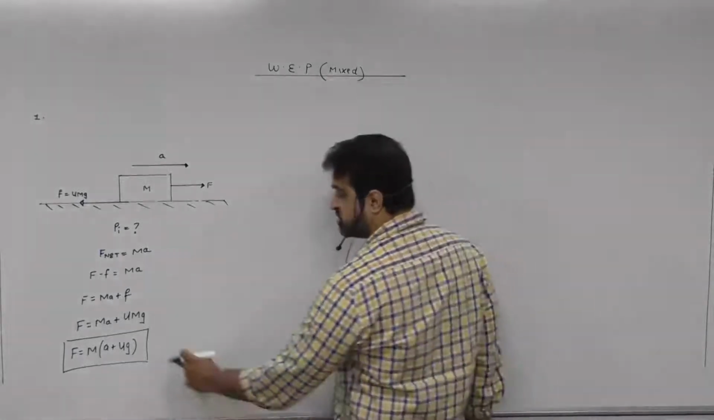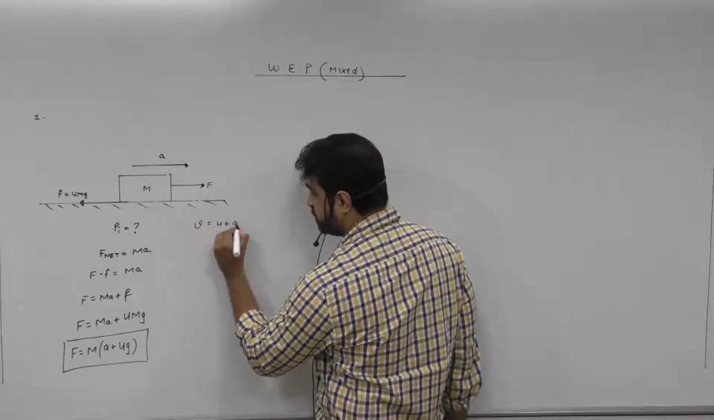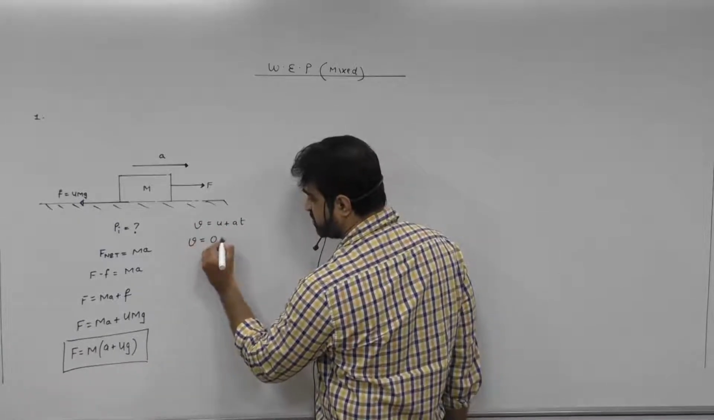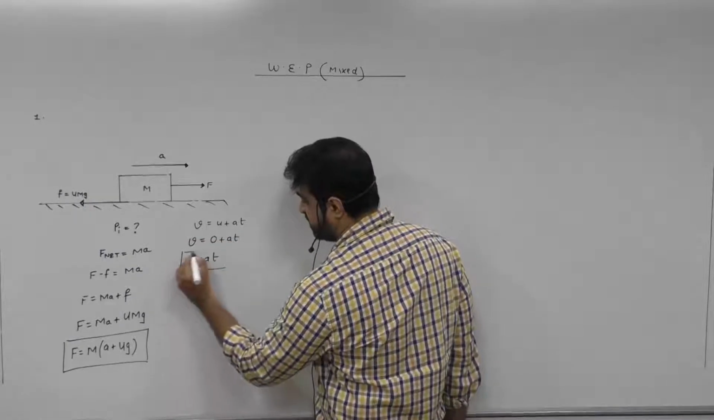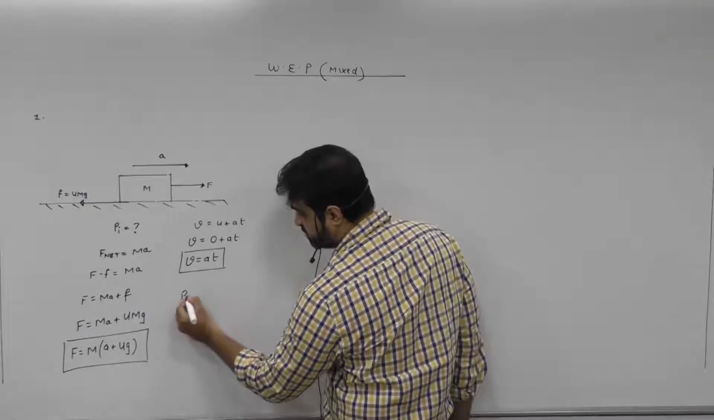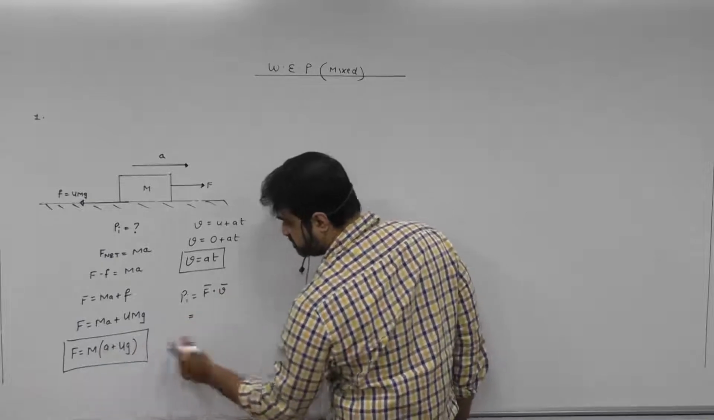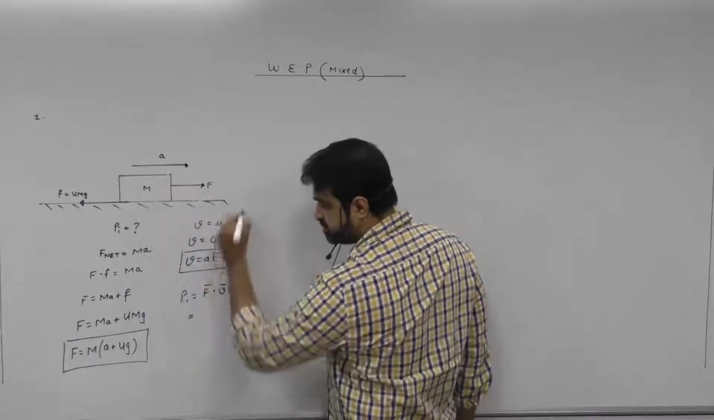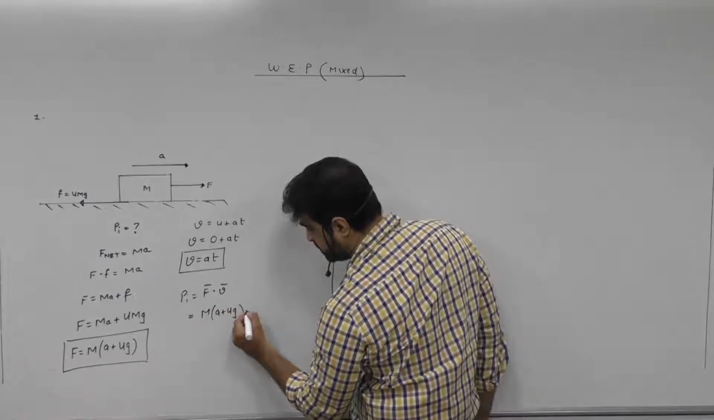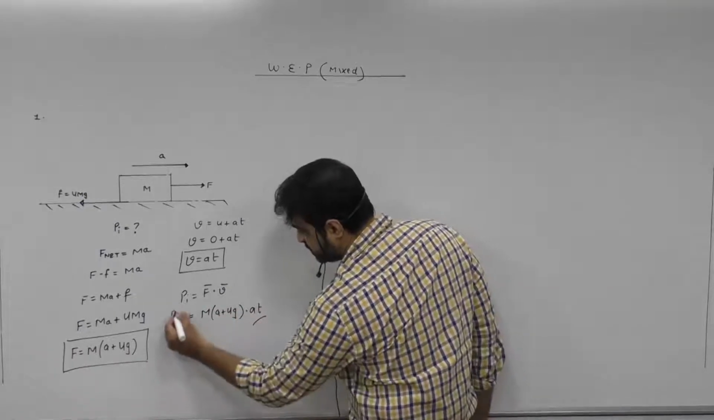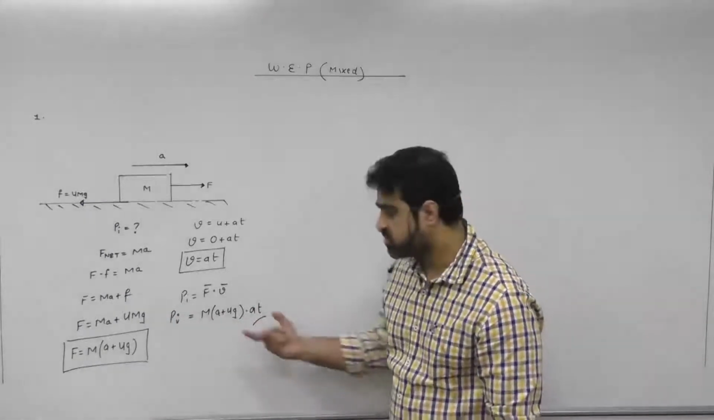Now after this I need V, the velocity at time t. Can I say V is u plus at? But u is 0, can you see? So V will become at. This is the velocity at time t. What is the instantaneous power? F bar dot V bar. What is F bar? This one. And both of them are in the same direction. So m times a plus mu g into at. This is the instantaneous power, which is a function of time, right? This is the answer.